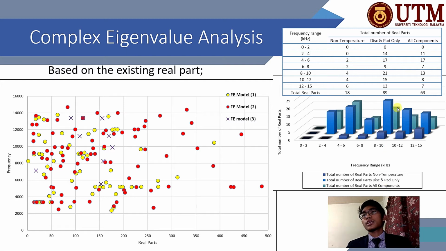This is the raw data of the total number of real part. You can see that the total number of real part for the disc and pad only, which is FE model 2, is 89. All component is 63, and also the non-temperature is 18.